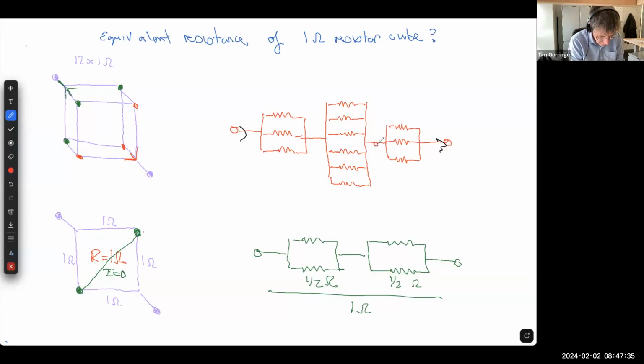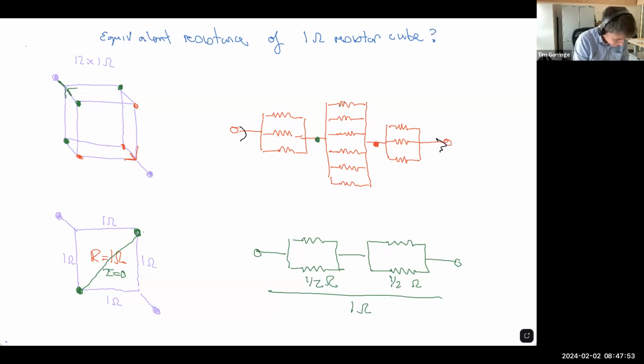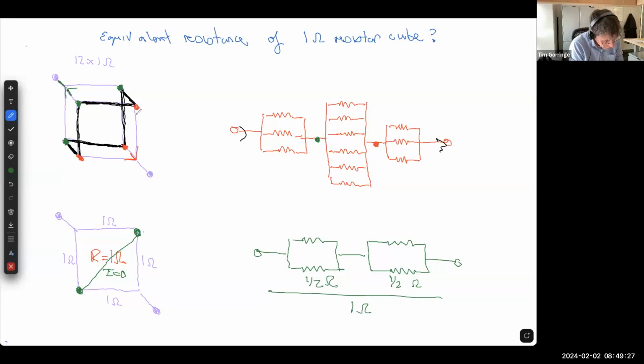The red point, I'm going to mark it here. And the green point, I'm going to mark it here. And they correspond to the red and green on our cube over here. And I'm just going to mark where these 6 resistors are. And so that's what I've done on the sketch here.